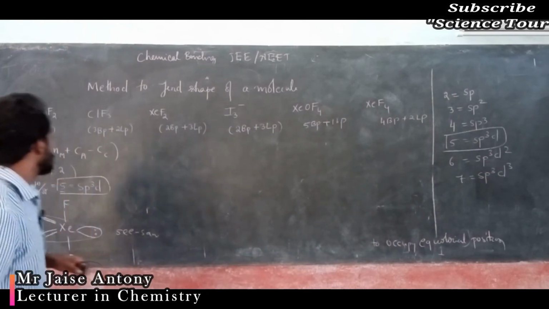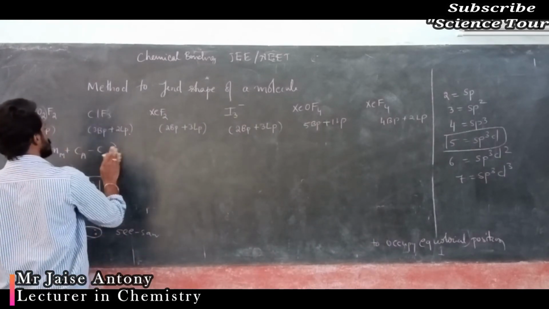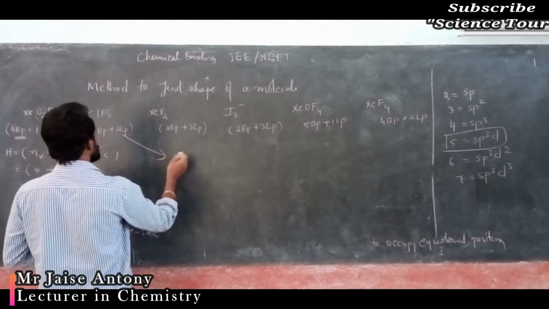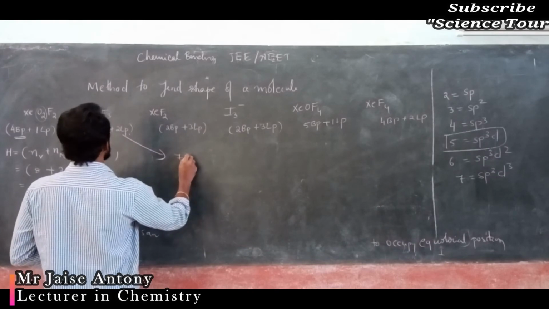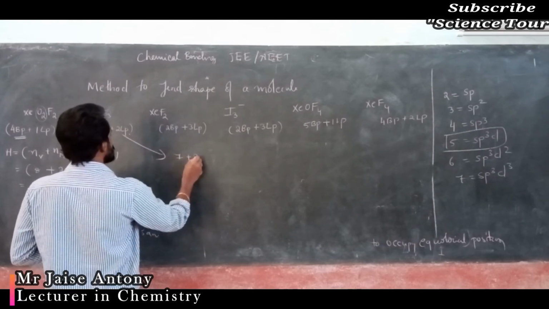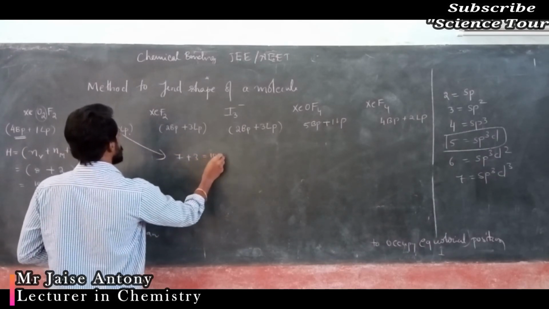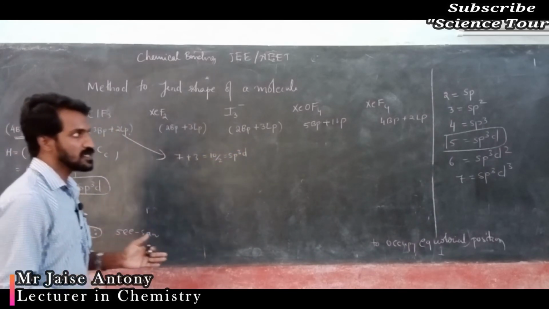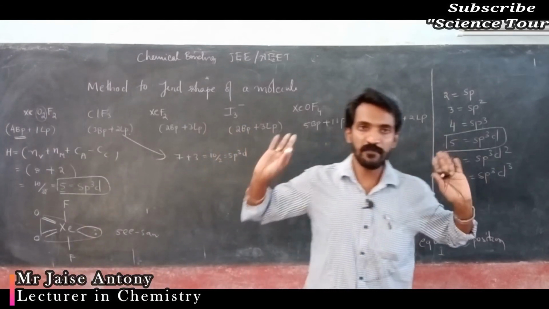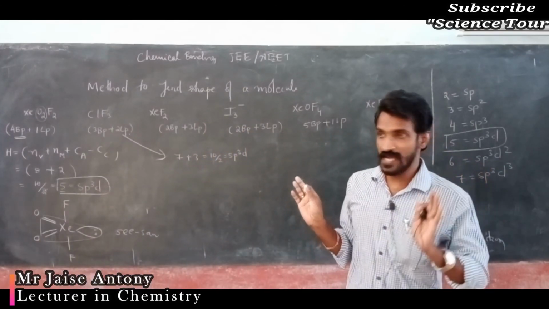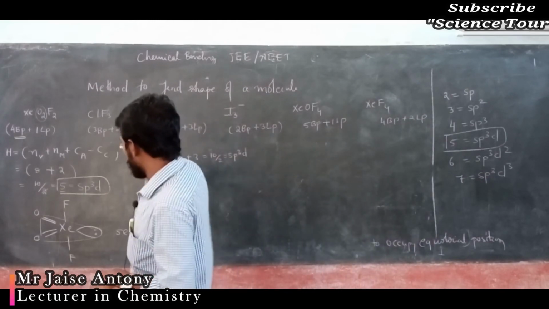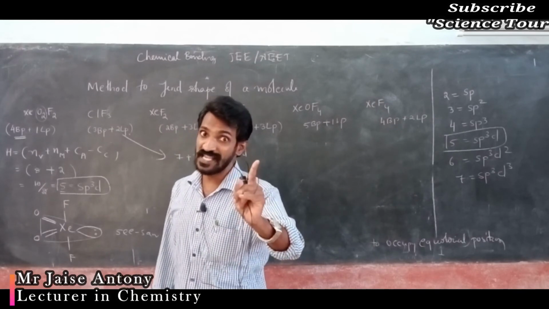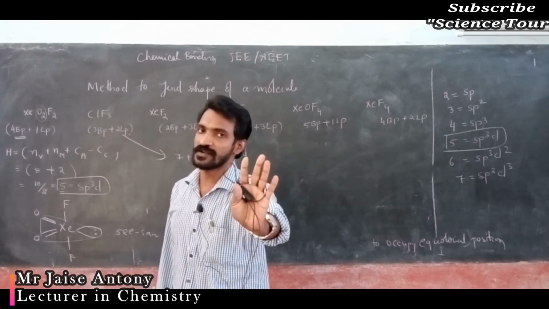ClF3. In ClF3, my dear students, by applying this formula, 7 electrons plus number of monovalent 3 electrons, 7 plus 3, 10 electrons divided by 2, sp3d only. sp3d means which geometry? Trigonal bipyramidal. But here 3 bond pairs and 2 lone pairs are there. So the shape changes. Shape is different, geometry is different.